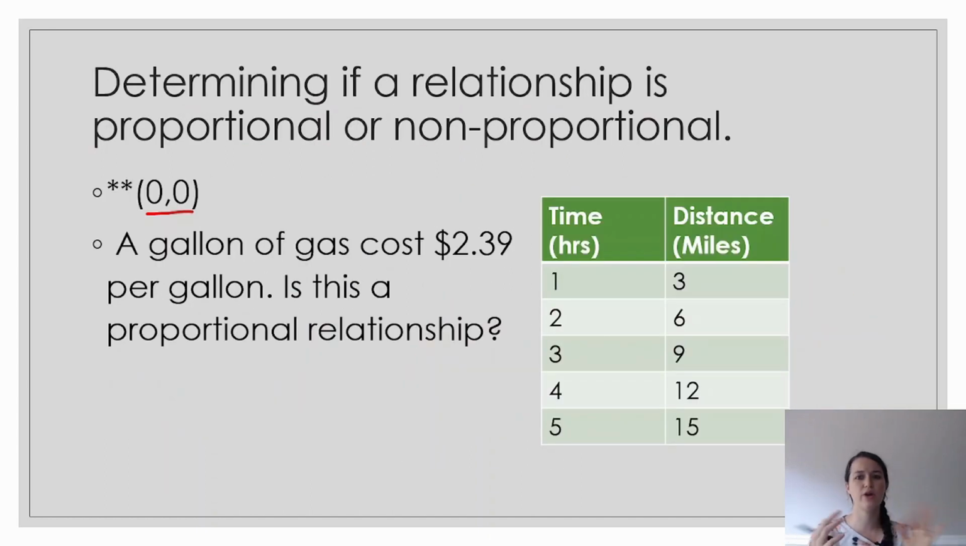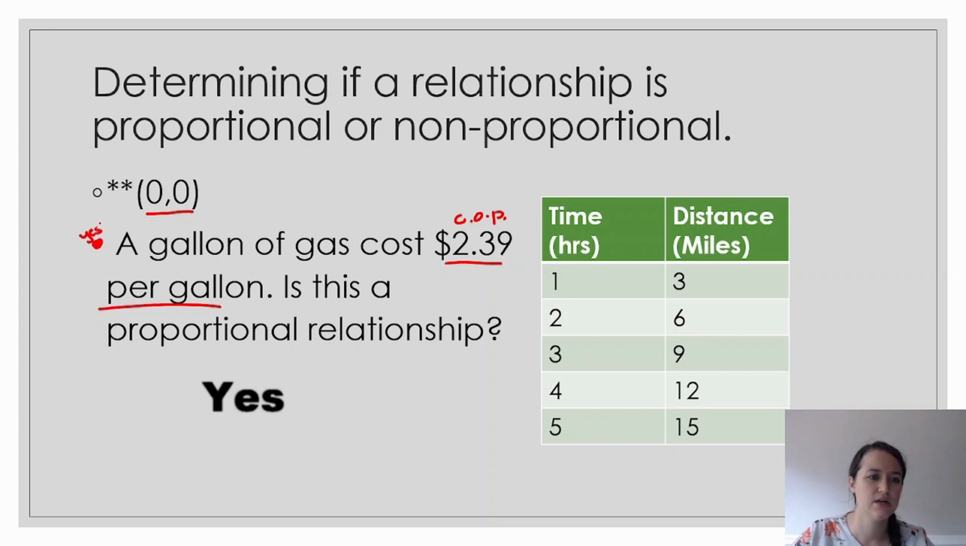Now sometimes your non-proportional relationships could be 0, 0 depending on what makes sense. But we'll do some examples of when it's non-proportional and it doesn't match up with that 0, 0 amount. So if you have a gallon of gas, like we already talked about, $2.39 per gallon, is that a proportional relationship? It is, because this is your constant of proportionality. That's how much it's increasing. For every gallon you get, you're paying $2.39 more. And if you paid $0, you'd be getting 0 gallons. So assuming there's no special circumstances on that, this one is yes, it's a proportional relationship.